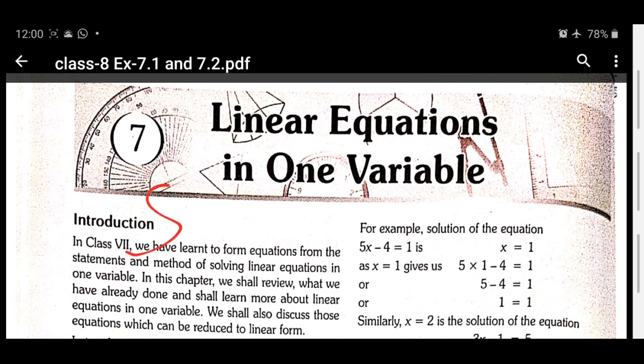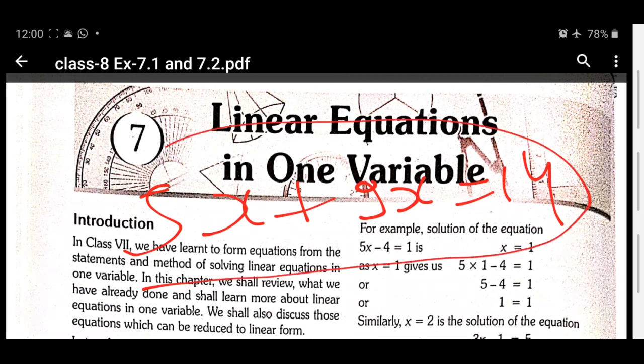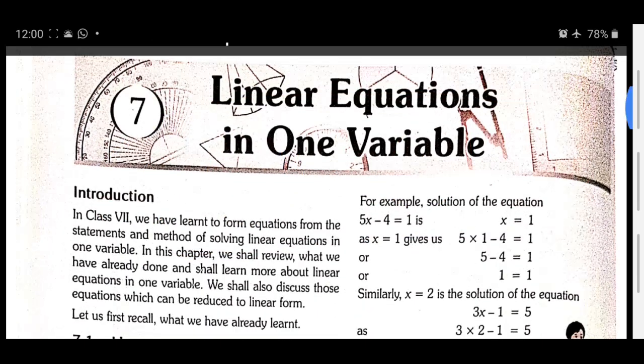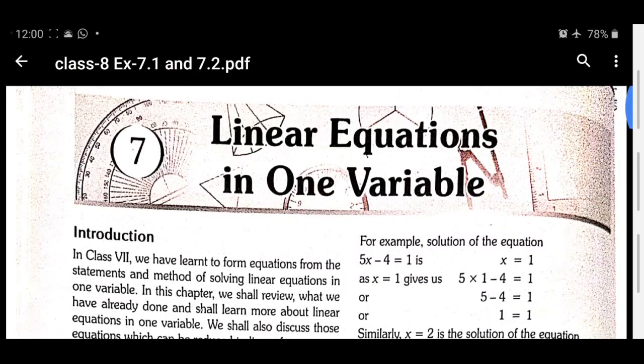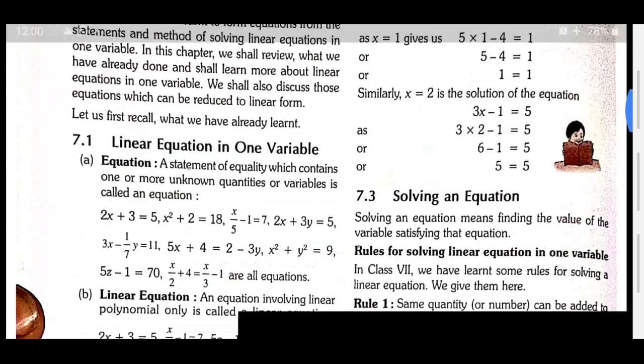If I write here 5x plus 9y, sorry, not y, 9x is equal to 14, it is an equation first. Linear means degree 1, and variable only 1, you have x. So it is known as a linear equation in one variable. Before we start this chapter, we have to understand the meaning of this chapter through its definition.